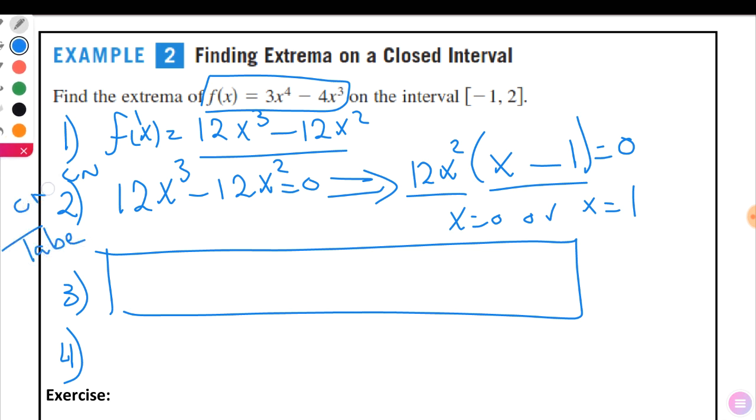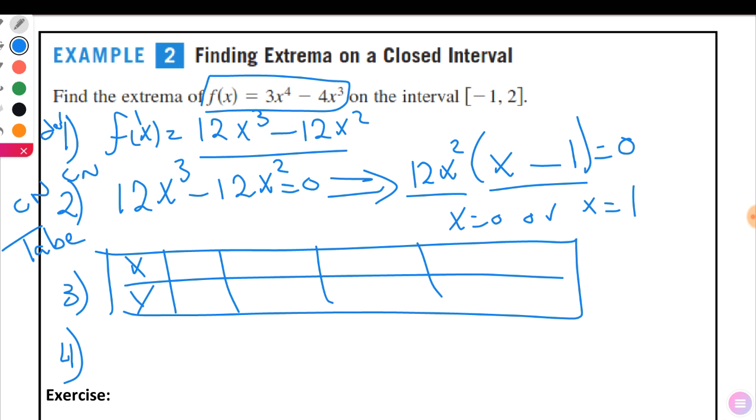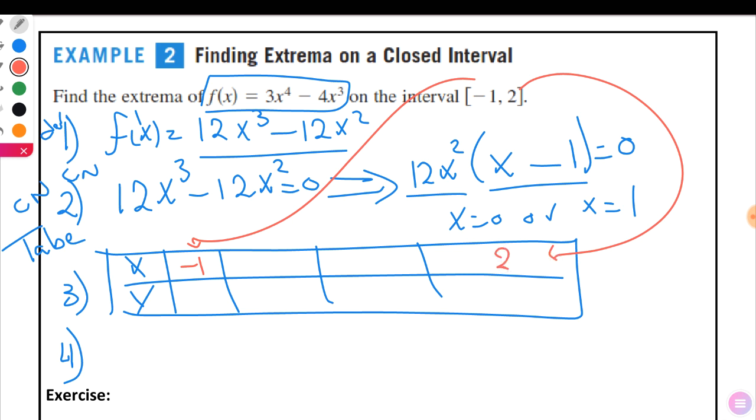Here, critical numbers. Here, derivative. Now, make a table here. Focus. What do I write in the table? In the first row, I write the values of x. In the second row, I write the values of y. What do we write as the values of x? Please focus. The first value will be the left end, -1, and here the right end of the interval. The left end of the interval, the right end of the interval. Between them, I will write the critical numbers, which are 0 and 1.